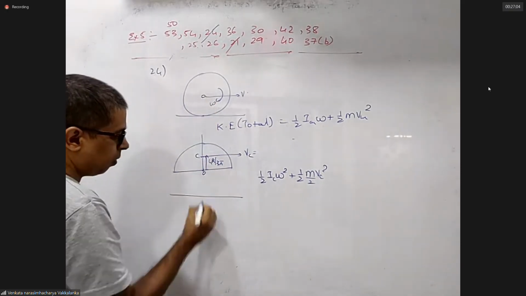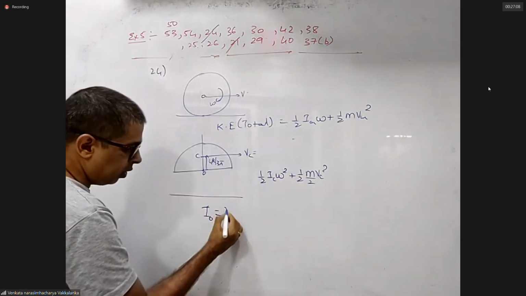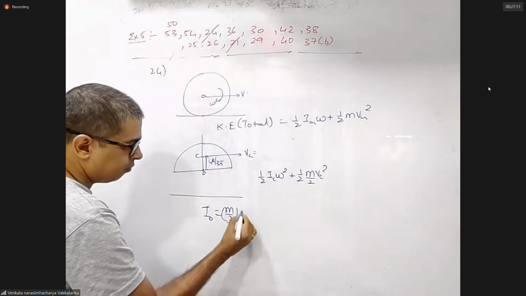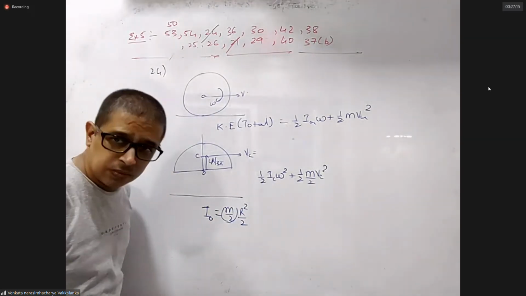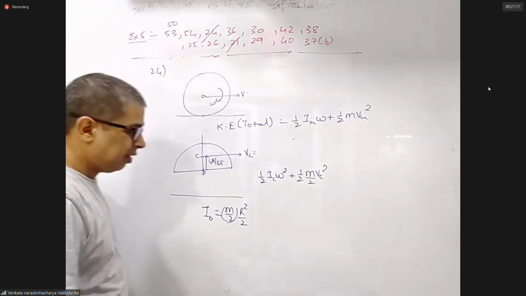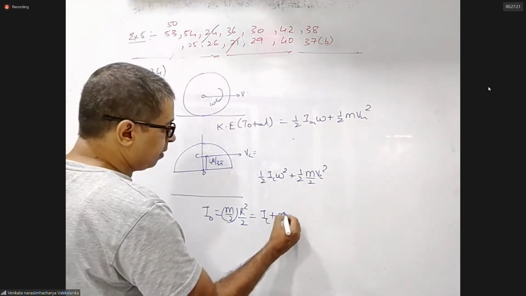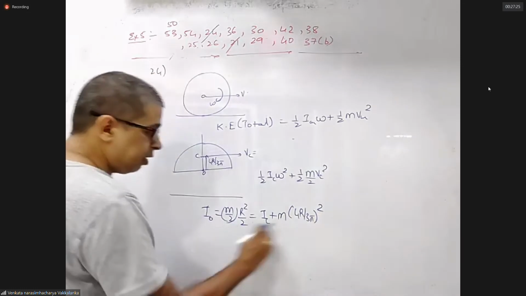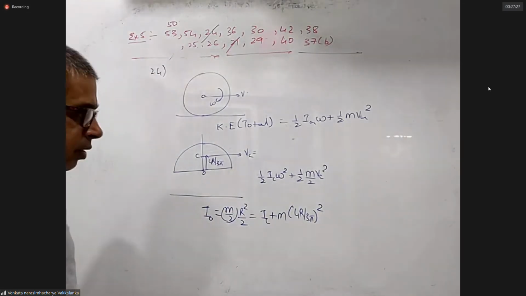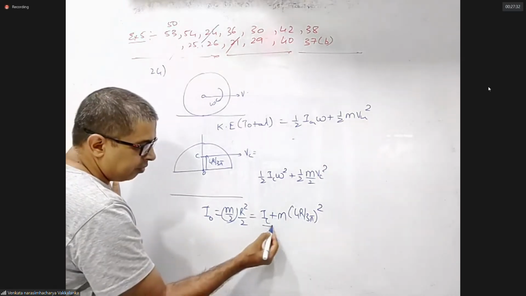Call this O. I know I about O. For this particular body, it will be m by 2 into r square by 2, that is m r square by 4. This is I about O, which will be IC plus m into 4r by 3 pi whole square. I used parallel axis theorem, plus m into d square, with m by 2. Right? Now find out IC.